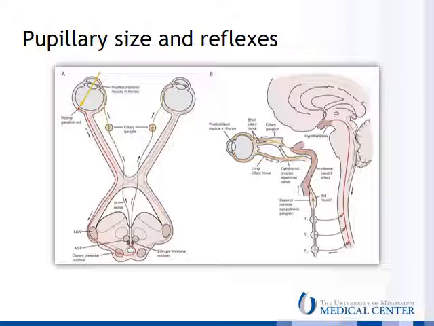Pupillary reflex has the optic nerve as an afferent tract, which takes stimulation to the Edinger-Westphal nucleus in the midbrain, and the oculomotor nerve as an efferent limb. Damage to various parts of this pathway can cause abnormal pupillary size and reflexes.